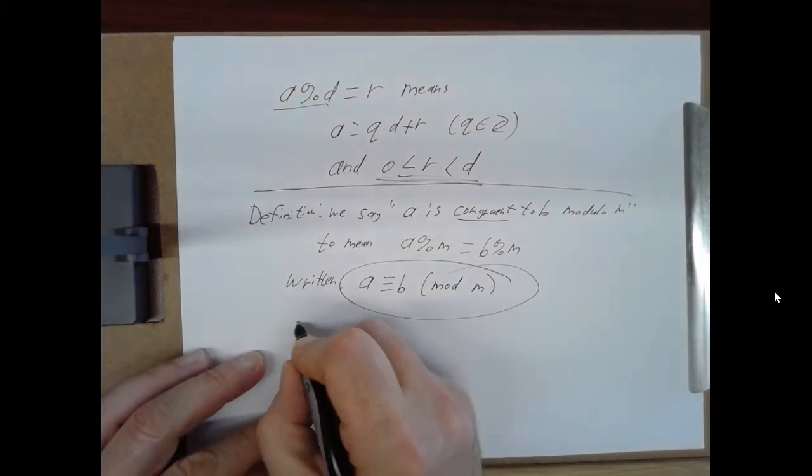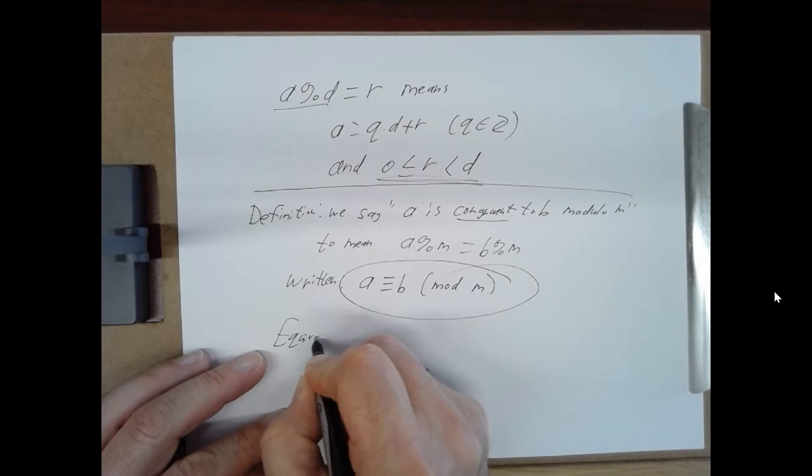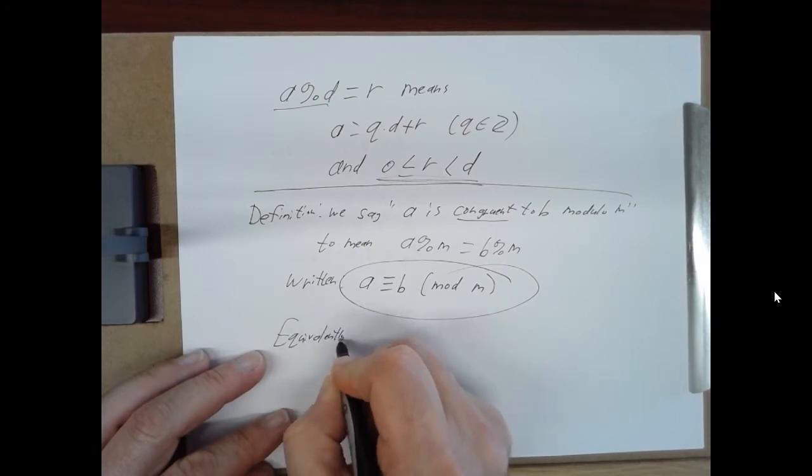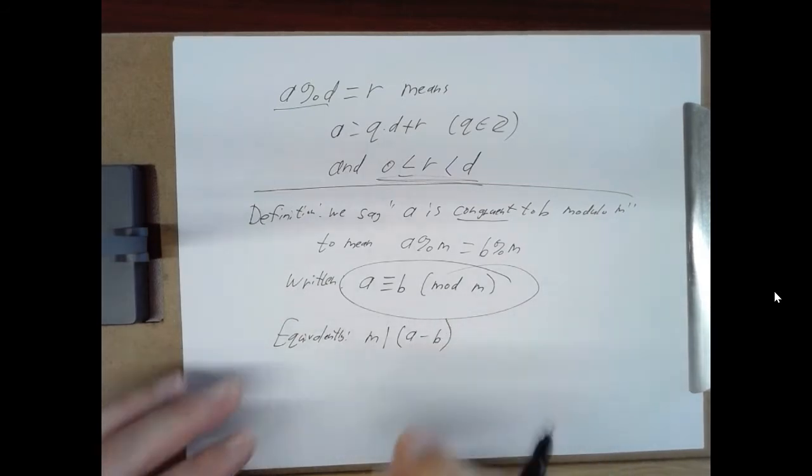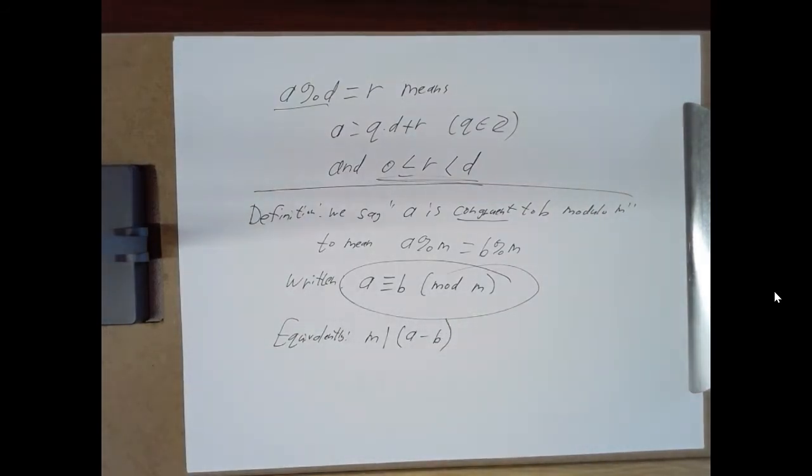Another way to think of this is that M divides the difference of A and B. Because if A is this much more than a multiple of M and B is this much more than a multiple of M, when you subtract them, you're going to get a multiple of M. So we can say A is congruent to B mod M means M divides A minus B. It divides their difference.